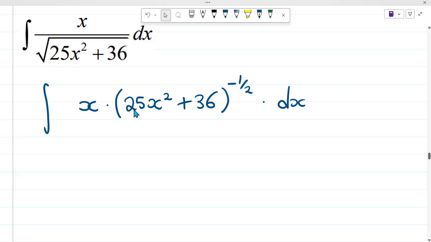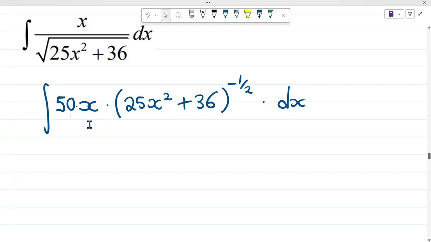So if this is my f of x, this is supposed to be f prime of x before I make use of my general power rule. So I know that when I differentiate 25x squared, I get 25 times 2. How much is it? It's 50, right? So here I'm supposed to have 50x for this thing to be fully the derivative of what I have there inside the bracket.